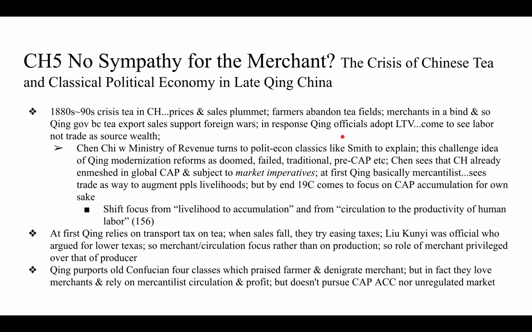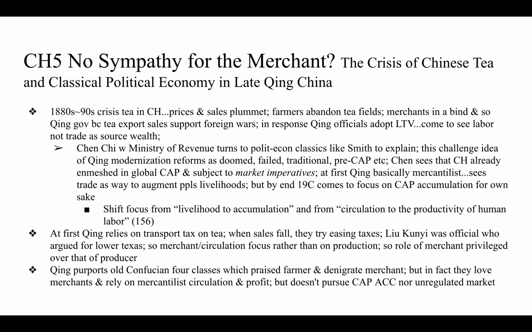In response, Qing officials actually adopted key ideas of the labor theory of value, and they came to see labor, not trade, as a source of wealth. So this transformation in thinking is what Liu looks at mainly in Chapter 5. Chen Qi was an individual with the Ministry of Revenue, and he turned to ideas of classical political economy, like Adam Smith, to explain plummeting tea prices in China.